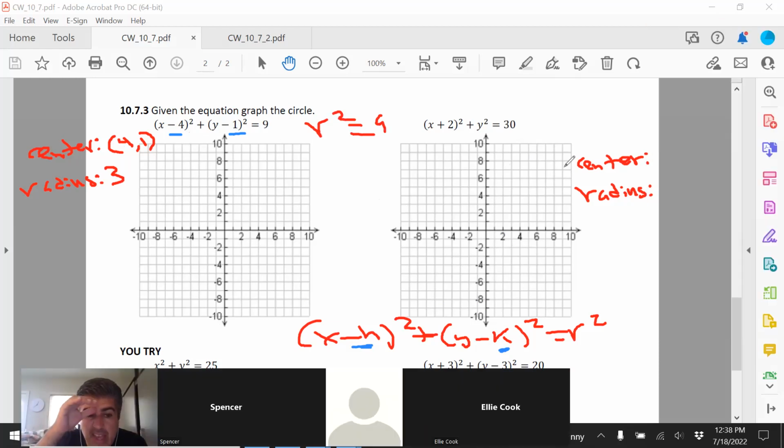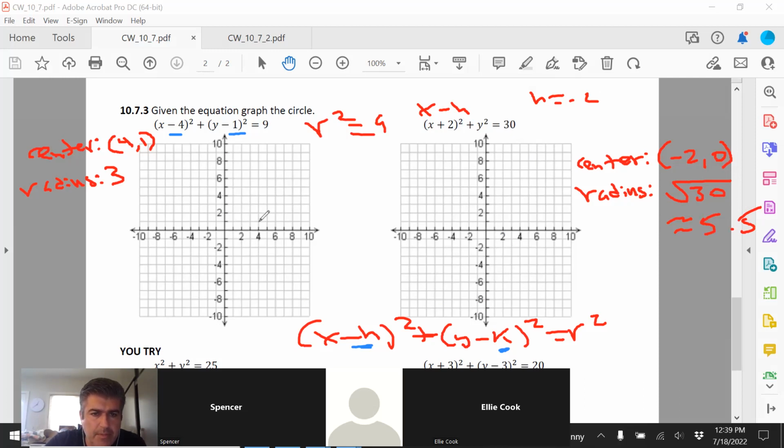For here, my center is going to be negative 2, 0, because x minus h, right? So h has to be negative 2 to make that a positive 2. And of course, there's nothing to subtract from the y, so you assume it's 0. And the radius is root 30, which is roughly 5 point something. We'll say 5.5, not 100% sure. But I know it's more than 5 and less than 6, because root 25 is 5 and root 36 is 6.